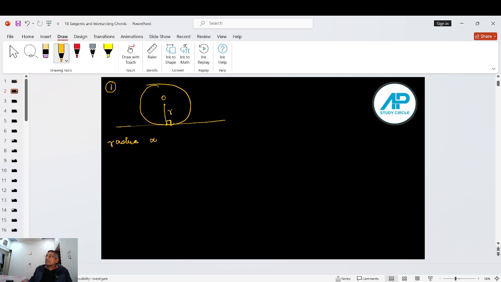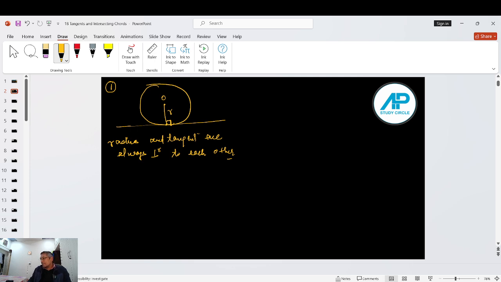Radius and tangent are always perpendicular to each other. So there is no other possibility to connect the radius and the tangent except that they are at right angle to each other. If there's a tangent and the radius meets it at the point of contact, then the radius has to be perpendicular to the tangent. The first property, always remember it.